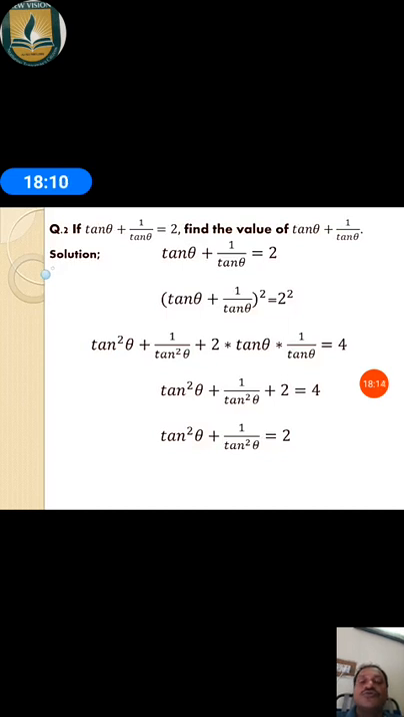Now squaring on both sides by applying the (a plus b) whole square formula, a square plus b square plus 2ab. Now the left side: tan square theta plus 1 by tan square theta plus 2 tan theta into 1 by tan theta, that equals 4. Now tan square theta plus 1 by tan square theta plus 2, as tan theta and 1 by tan theta cancel, that equals 4. Now tan square theta plus 1 by tan square theta is equal to 4 minus 2, that is 2. In this way we can do this particular problem, right?